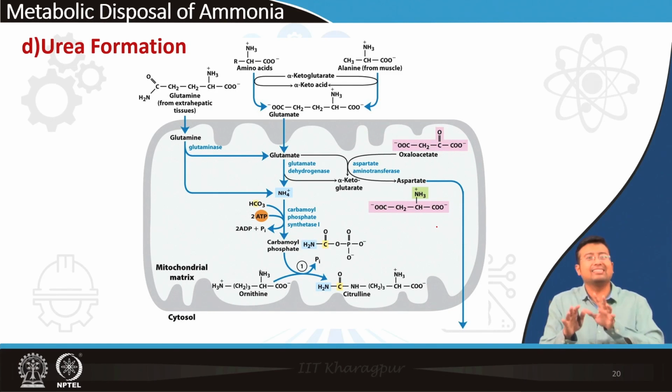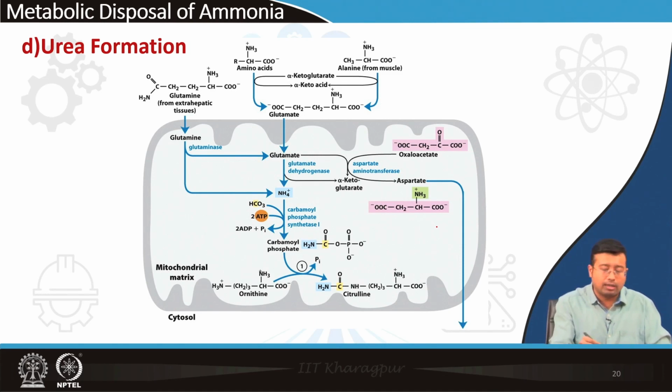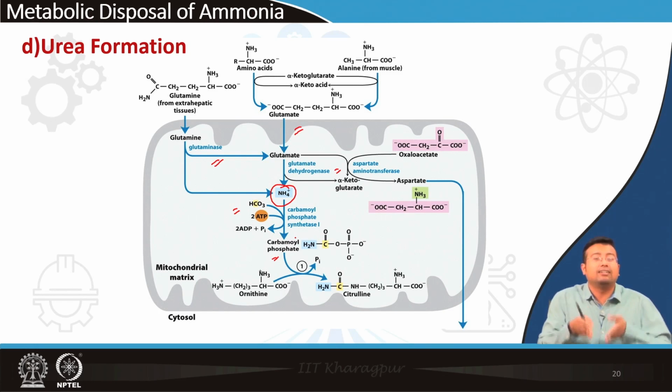So, this is a diagram which shows how we are getting glutamate from various sources, whether it is breaking down of glutamine or whether it is transamination, and glutamine is entering into the mitochondria. So, ultimately we are getting ammonia, and this ammonia is combining with bicarbonate and ATP to form carbamoyl phosphate, and this carbamoyl phosphate is actually the end product, or the compound, which enters into the urea cycle.